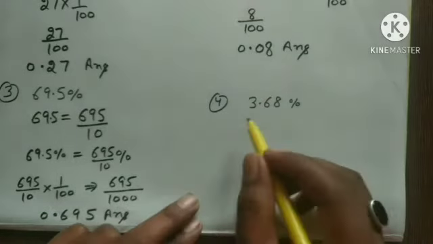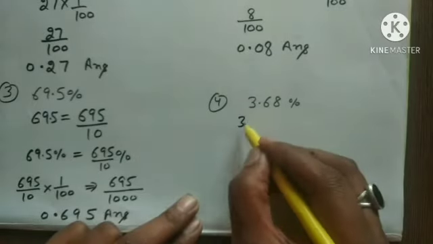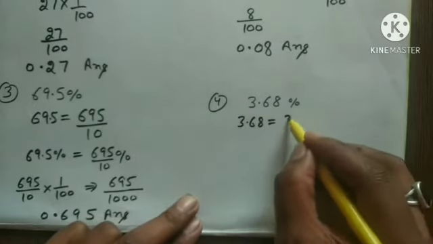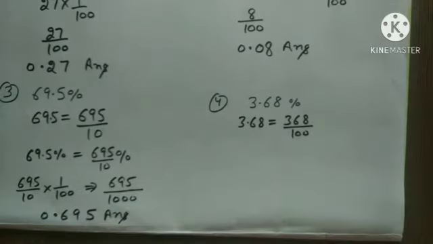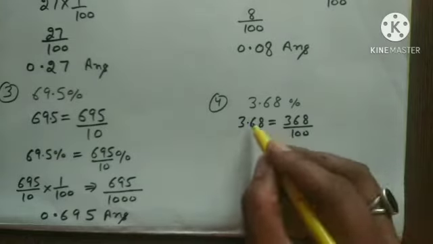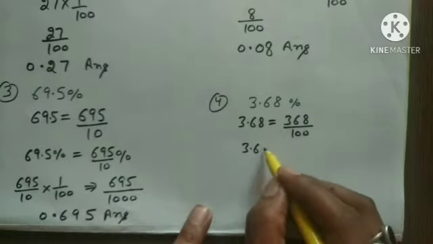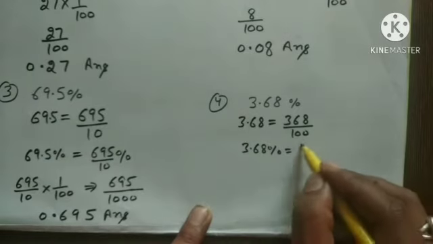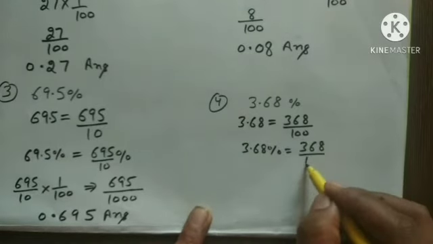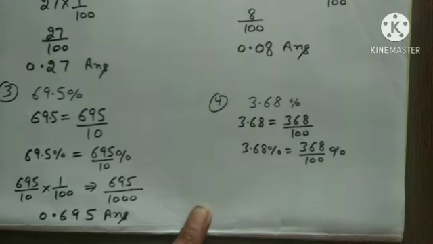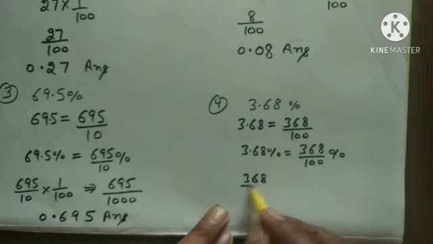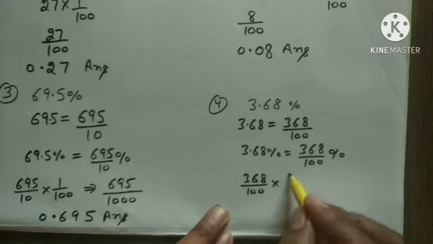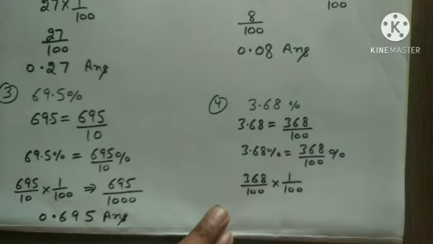Now you see this is 3.68. As we know that 3.68 is equal to 368 over 100 because there are 2 digits after decimal. Okay, so this can be written as 368 over 100%, right? Now you see this is the 368 over 100, and what is the meaning of percent? That is 1 over 100, right?